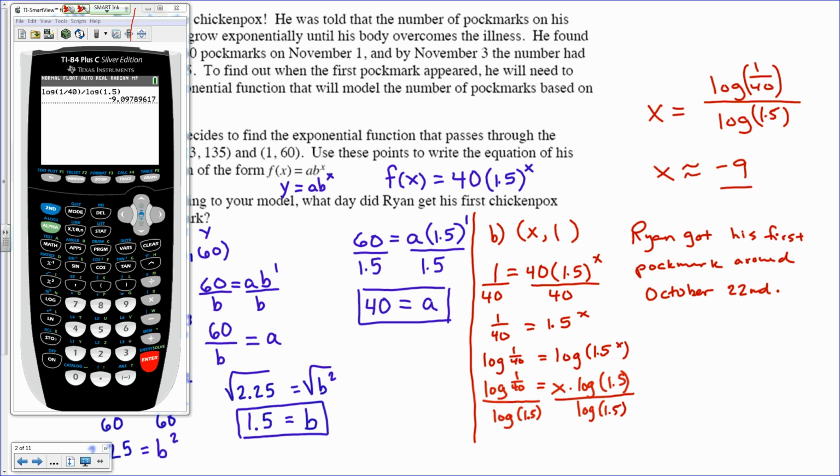Remember, x is -9. It's the number of days that have gone by since he went and got counted all his pockmarks. So that is it right there for this problem.